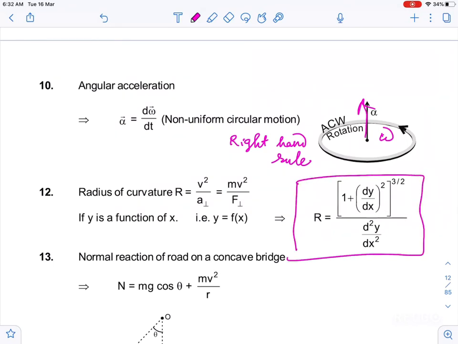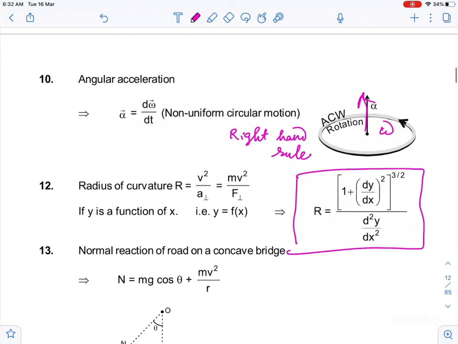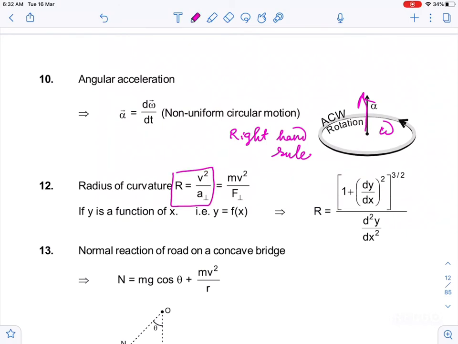Radius of curvature formula, if you remember, this formula is valid in maths also, so you have to keep in mind. Directly in maths they can ask this formula. So the radius of curvature is 1 plus dy by dx whole square to the power 3 by 2 upon d2y by dx square. Directly you can remember this formula. And radius of curvature is also what? v square by a perpendicular. In JEE they have asked this question also. What is the radius of curvature?